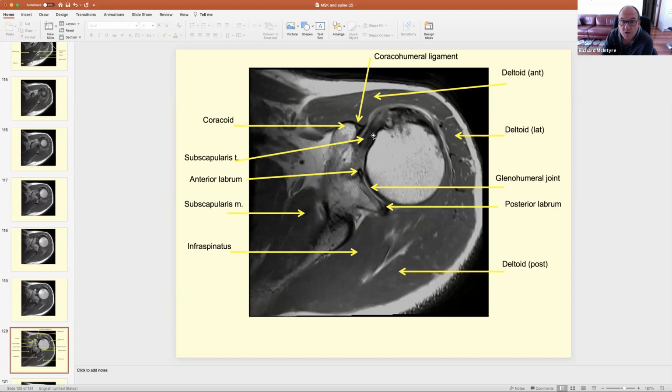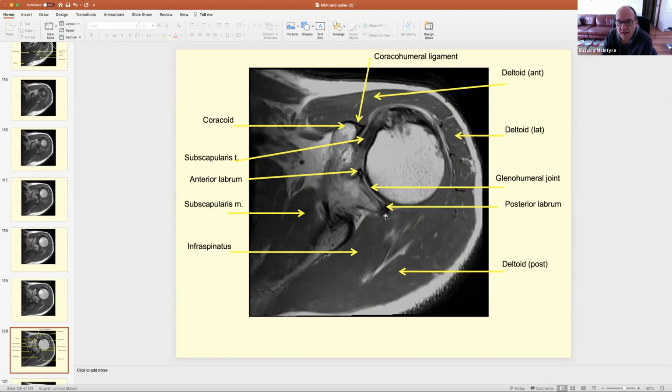So some of the ones, so coracoid, okay, coracohumeral ligament. Okay, so we obviously know that goes from the coracoid to the humerus. So if you know where the humerus is, you know where the coracoid is, you're going to be able to work out that ligament. Okay.